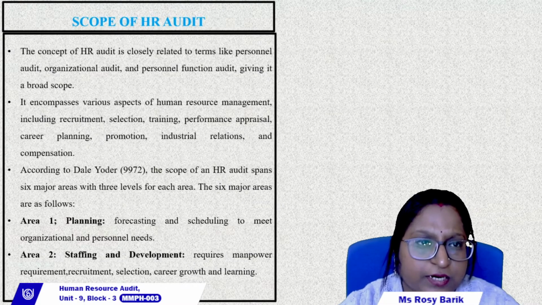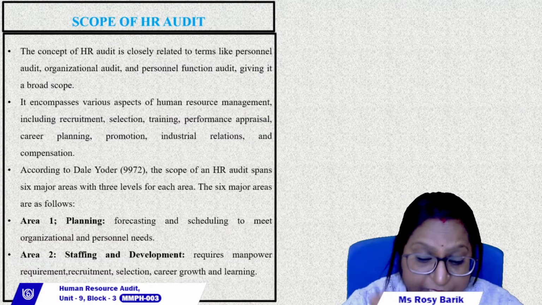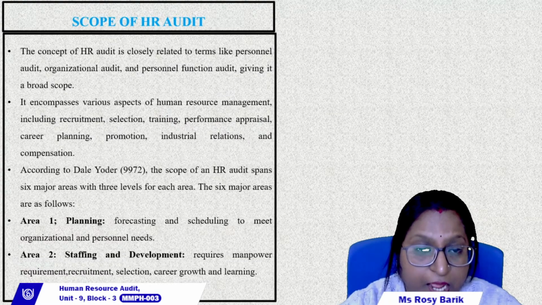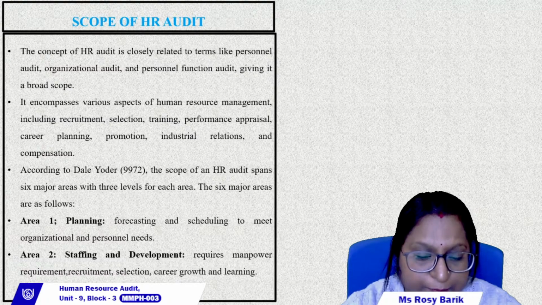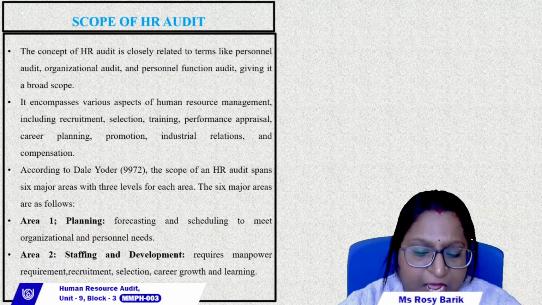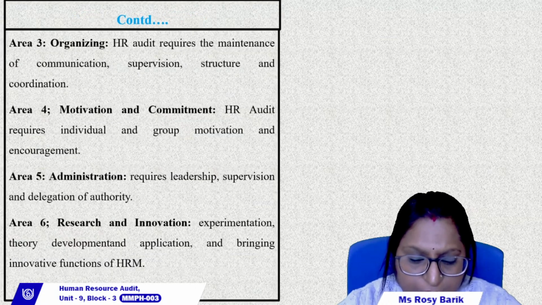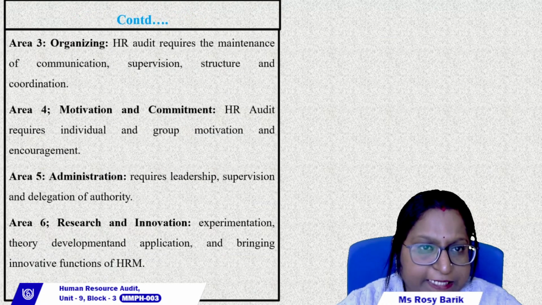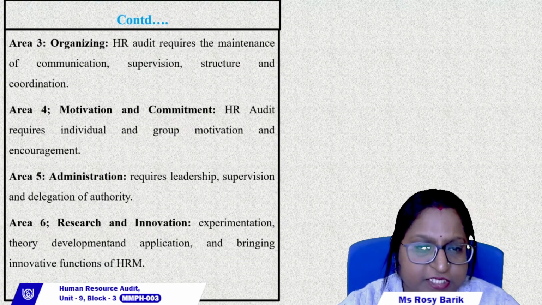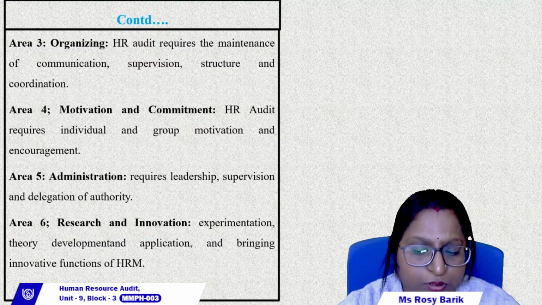Scope of the HR audit. As we have already discussed, there are 6 major areas of the HR audit: planning, organizing, planning and developing, staffing, motivation and commitment, administration, research and innovation. These are the areas that we had found.